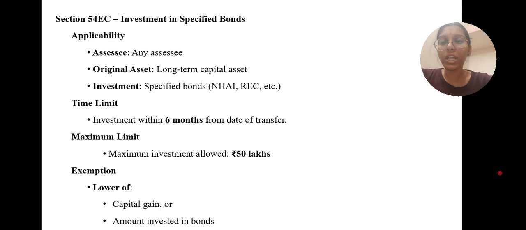Whenever bonds are issued and notified by the government under section 54EC, the exemption is allowed. The time limit is within 6 months from the date of transfer, that is, from the date of gaining capital gain, we need to invest in specific bonds. The maximum limit for investment is 50 lakhs, and the exemption is for the capital gain or the amount invested in the bonds.